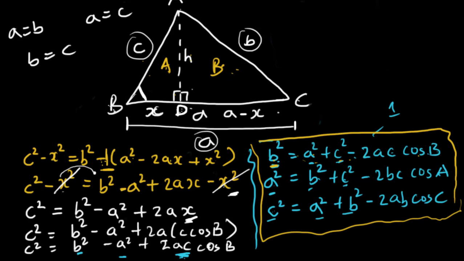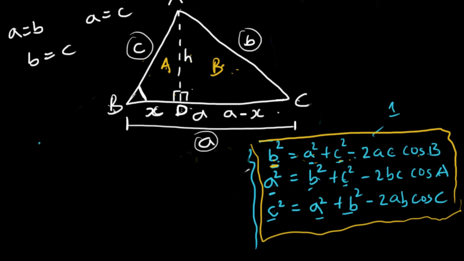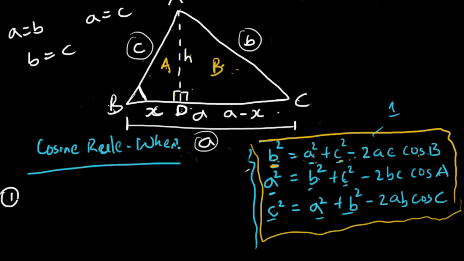Does this make sense? Now the last thing I need to do in this video is to make you understand when to use cosine rule. So when do we use cosine rule? First, we use cosine rule when we know three sides of the triangle and we are told to find an angle. So we know three sides B, A, C and we are told to find the angle B.